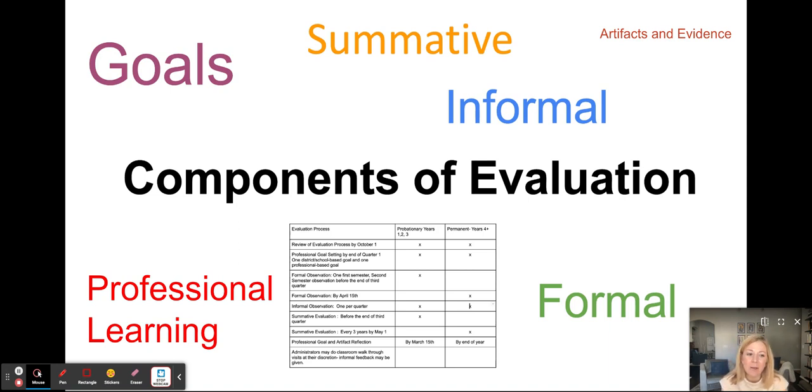Professional learning is a component. I do not spend a great deal of time on the professional learning component. This is one of the components that not a lot of people have in place, and we are going to address this later on. And then finally, the artifacts and evidence that are collected during an evaluation.